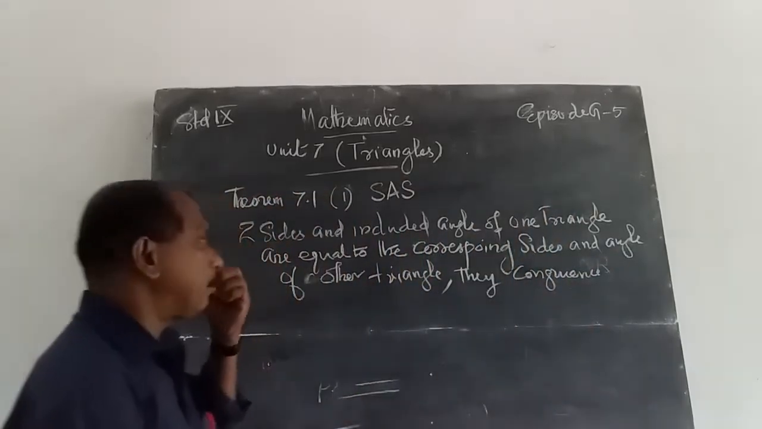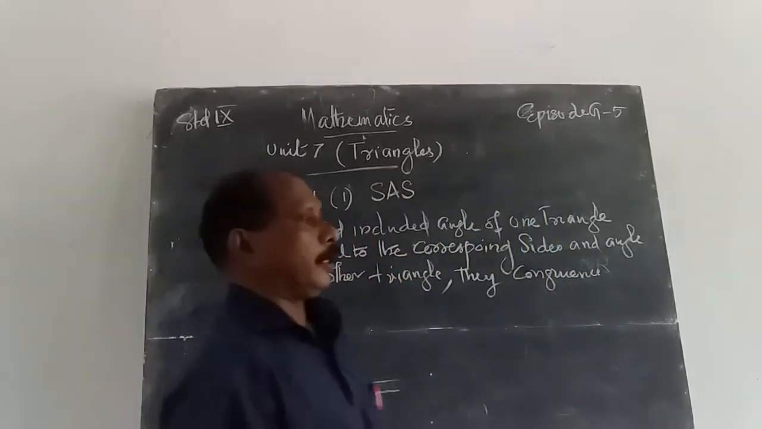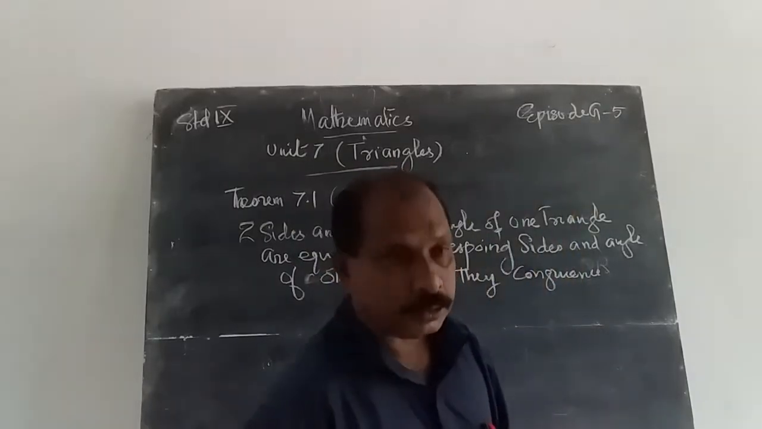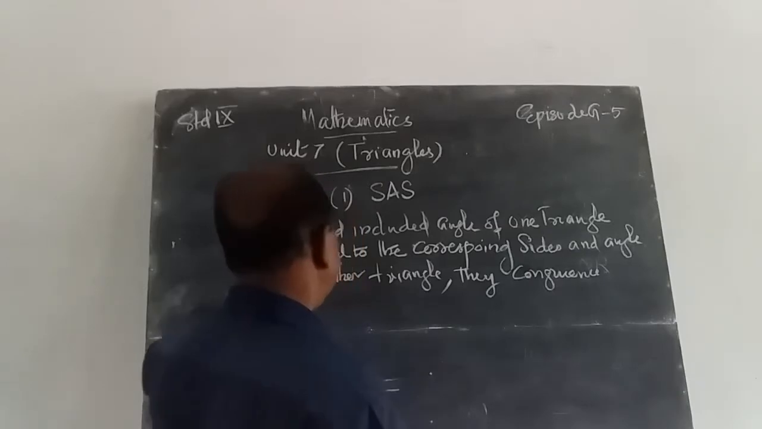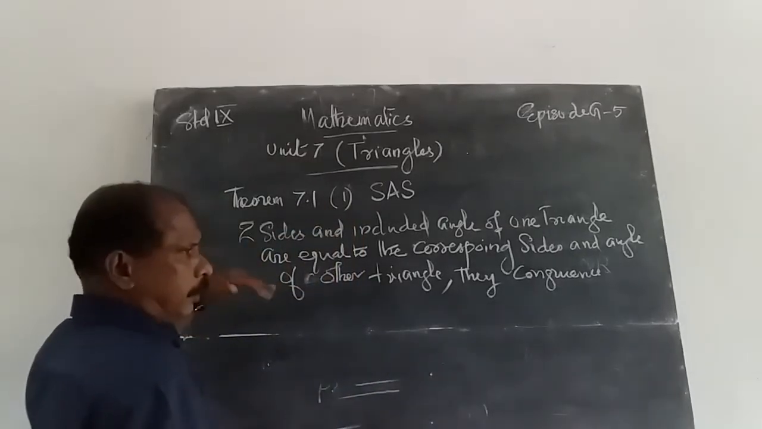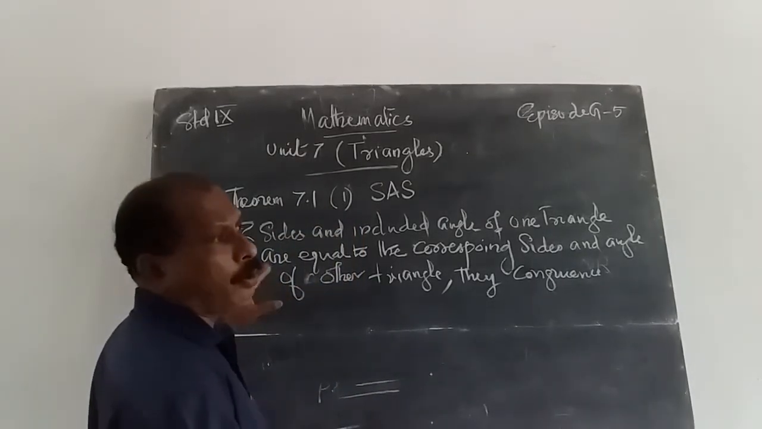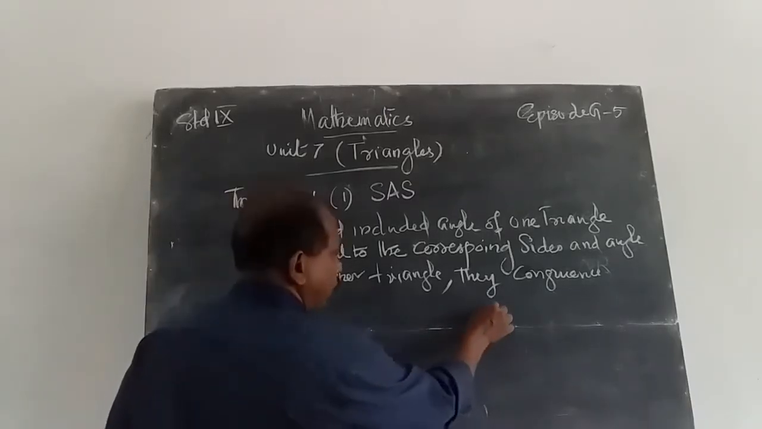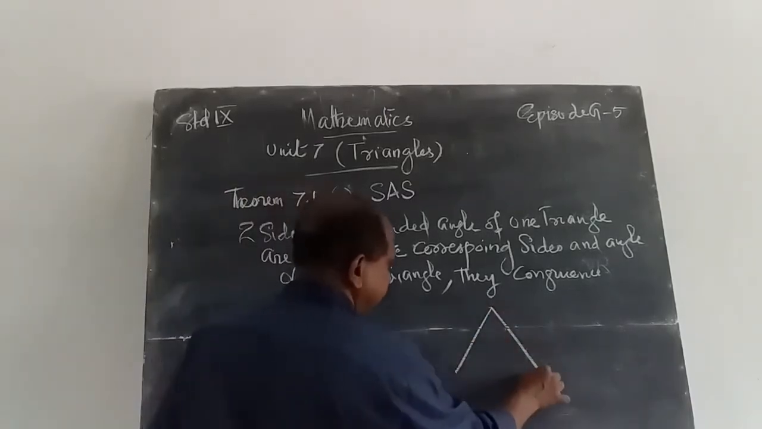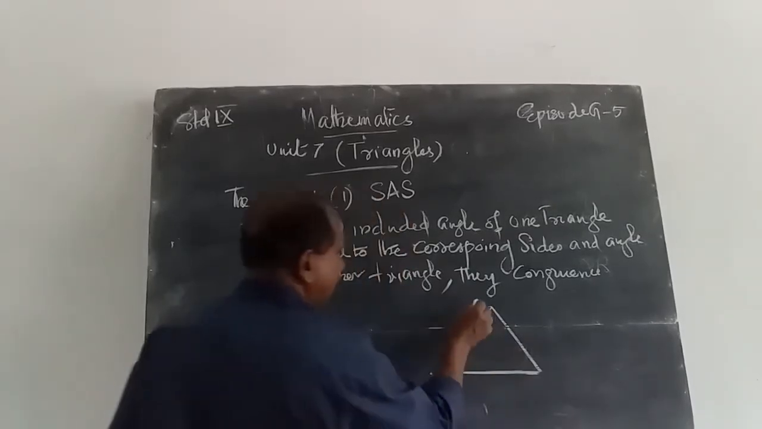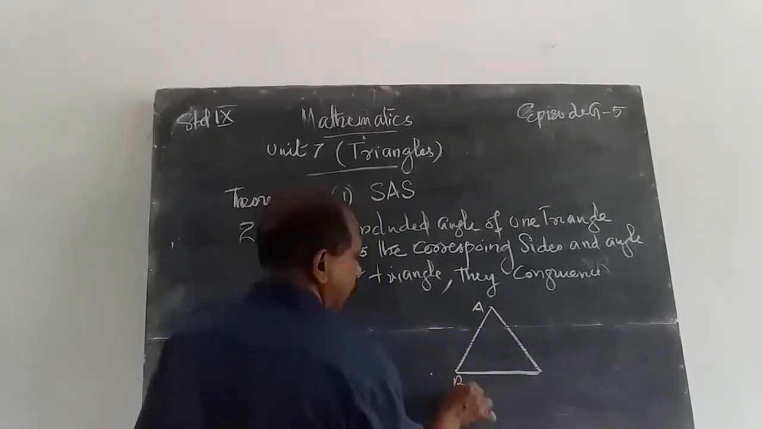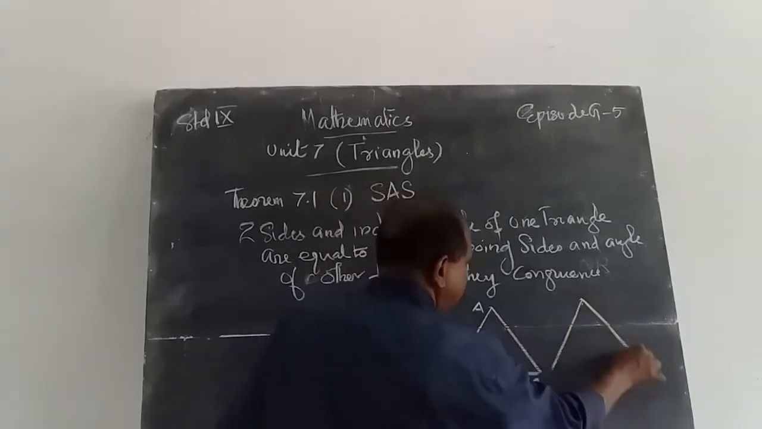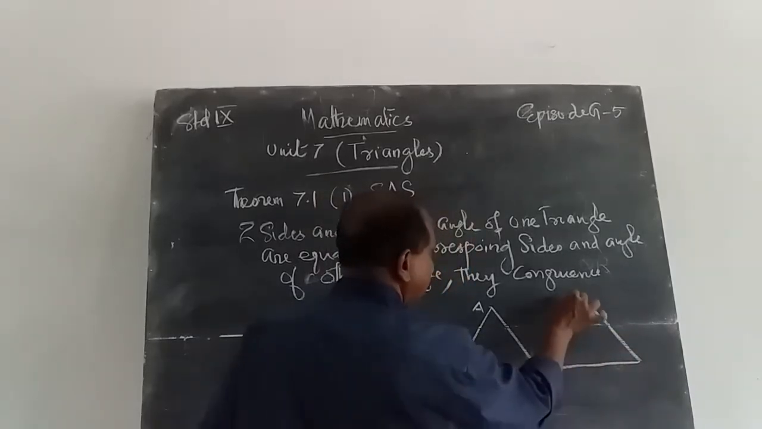That is the statement of the first theorem for 7.1. There is no proof for that theorem, only the presentation of that theorem. That means consider two triangles ABC, triangle PQR.